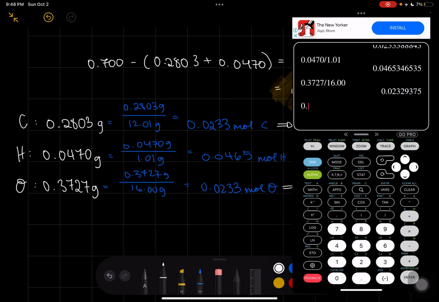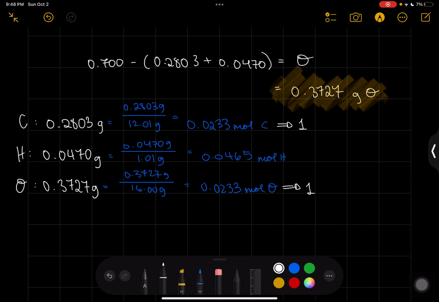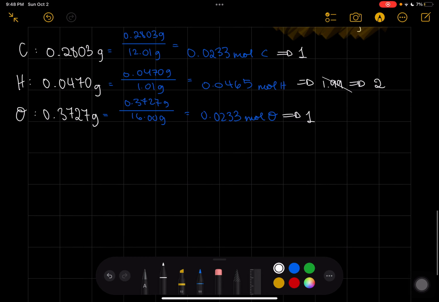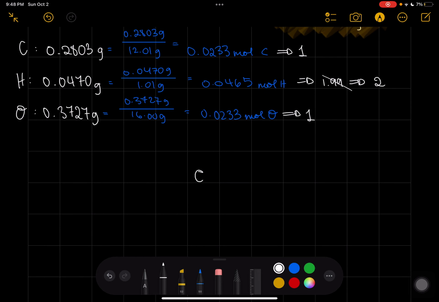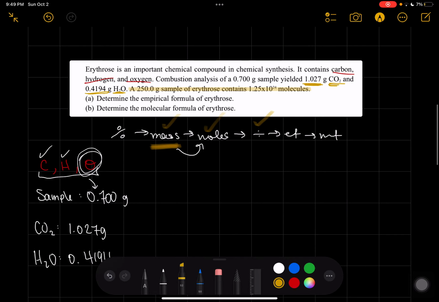So now we're going to do 0.0465 divided by 0.0233. And this is basically 1.99, which we're going to take as a 2. All right. So there's our ratio: C1H2O1. That is our empirical formula right there. Empirical formula has been determined.